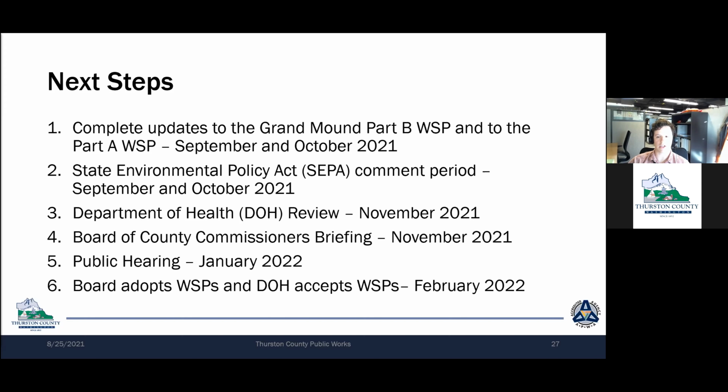This may require additional edits, but once made, the Board of County Commissioners will be briefed on their status, and then a public hearing will be set in January of 2022. Finally, we are planning for the water system plans to be adopted and for the Department of Health to accept the plans sometime in February of 2022. This is an estimated timeline, however, so it could change as we proceed.